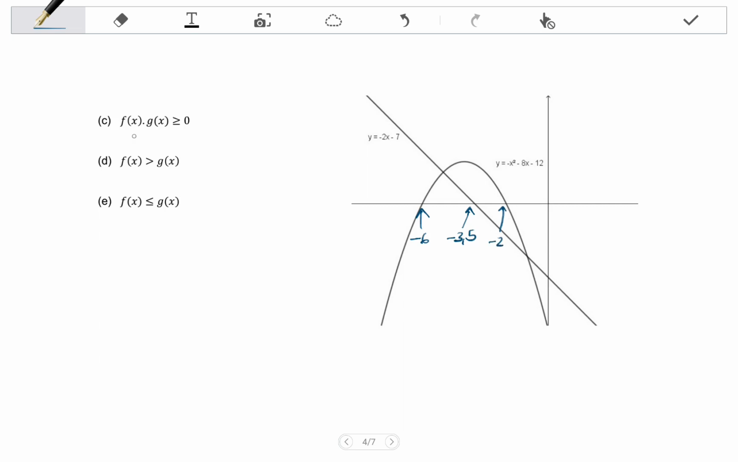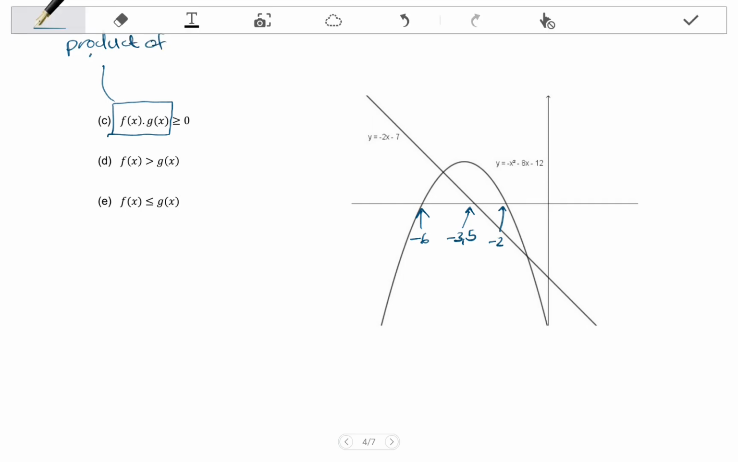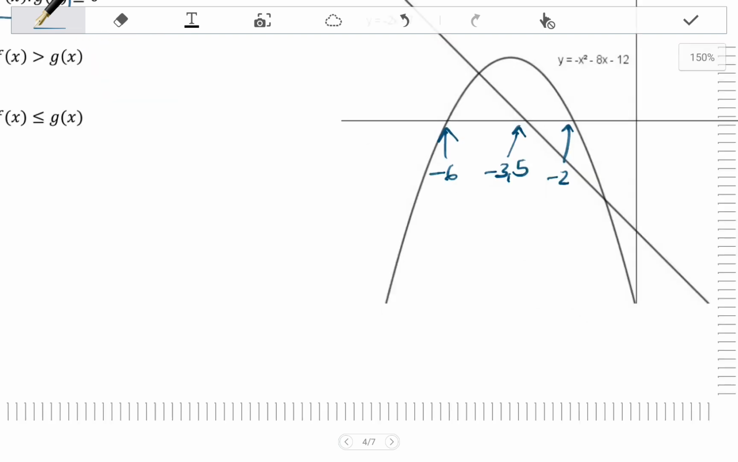Okay, now if we look at question C, we're looking for the values of x where f of x times g of x is greater than or equal to 0. Now what we have here is a product of y values. And the product of the y values in this case must be greater than or equal to 0, so positive or 0. Now, what we need to do to work this out is we read from left to right. We use a vertical line, left to right.